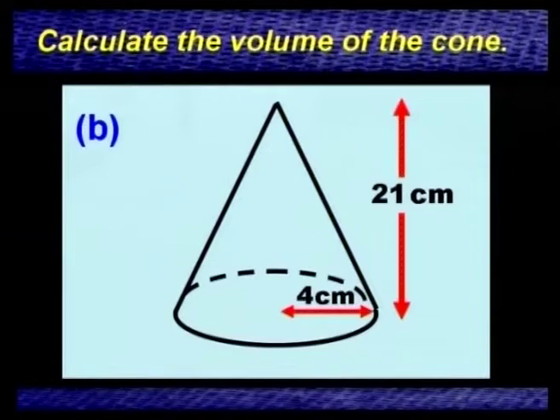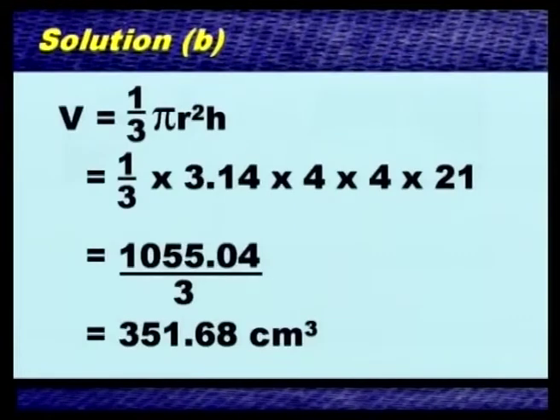The correction or the solution for B, when you wanted to calculate the volume of that cone, your answer would be shown here. So just cross-check with your answers, please. If you made a mistake, go back to the steps or go back to your calculations. Okay, that's for B.